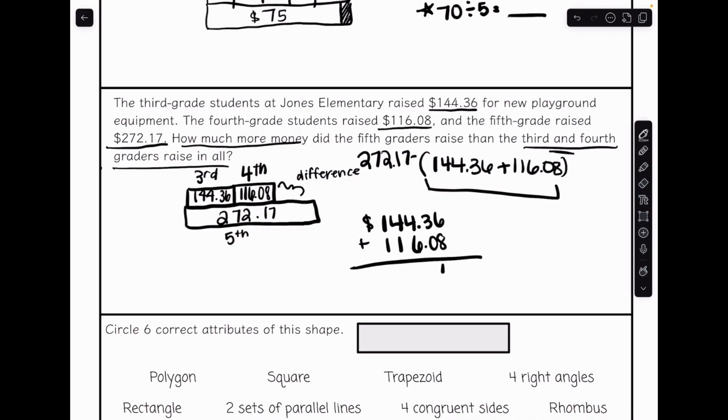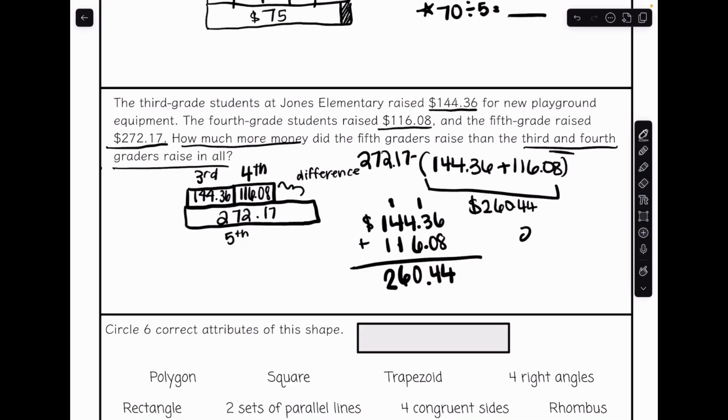6 plus 8, 14. 3 plus 1, 4. Look how Miss Henderson is lining up her decimals. 4 plus 6, 10. 4, 5, 6. 2 plus 1 plus 1, 2. Good. So third and fourth grade raised $260.44. And our next step is to subtract that from fifth grade.